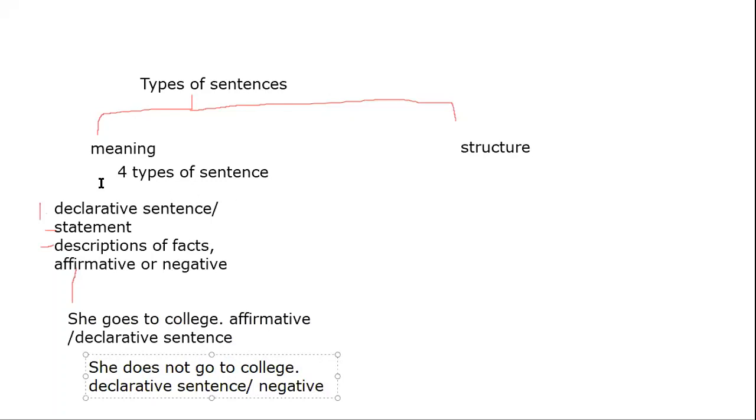So the first type of sentence according to meaning is declarative sentence. So आप जब देखेंगे कि कोई statement है, sentence कोई statement दे रहा है, जैसे she goes to school या she does not go to school. So ये जो sentences हैं इस तरह के वो होते हैं declarative sentence या affirmative sentence या negative है affirmative sentence, the declarative sentences की type. Got it? So now let's move to the second type of sentence.